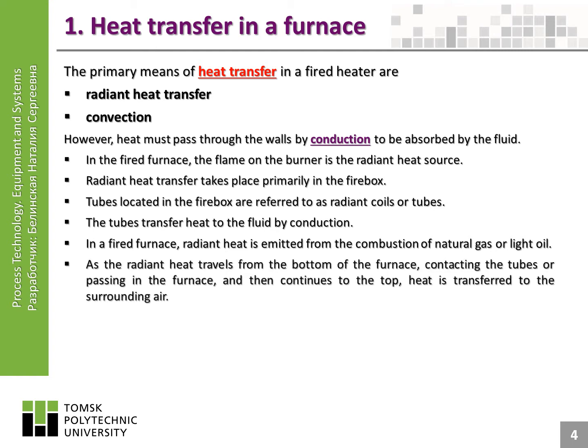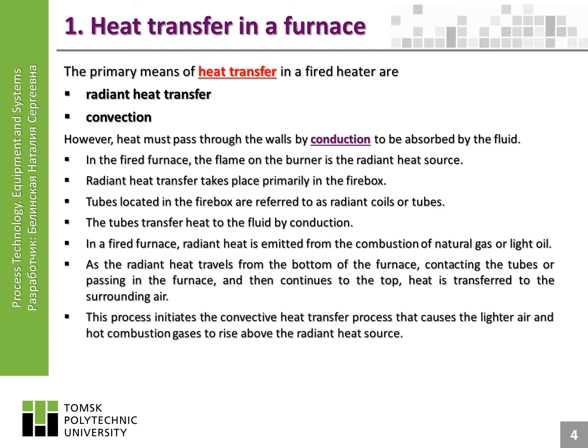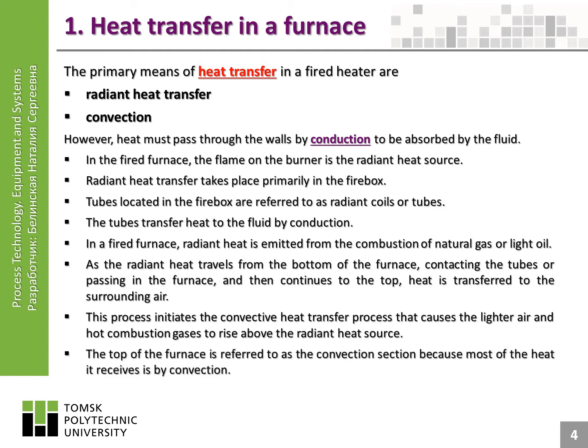As the radiant heat travels from the bottom of the furnace, contacting the tubes or passing in the furnace, and then continues to the top, heat is transferred to the surrounding air. This process initiates the convective heat transfer process that causes the lighter air and hot combustion gases to rise above the radiant heat source. The top of the furnace is referred to as the convection section because most of the heat it receives is by convection.